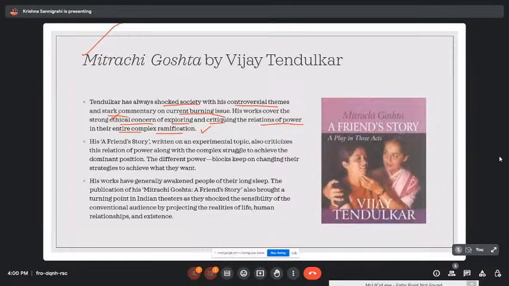So Mitrachi Goshta, or A Friend's Story, as you can get it if you translate it, is written on an experimental topic, and it also criticizes this relation of power along with the complex struggle to achieve the dominant position. So, the different power blocks keep on changing their strategies to achieve what they want. His works have generally awakened people from their long sleep.